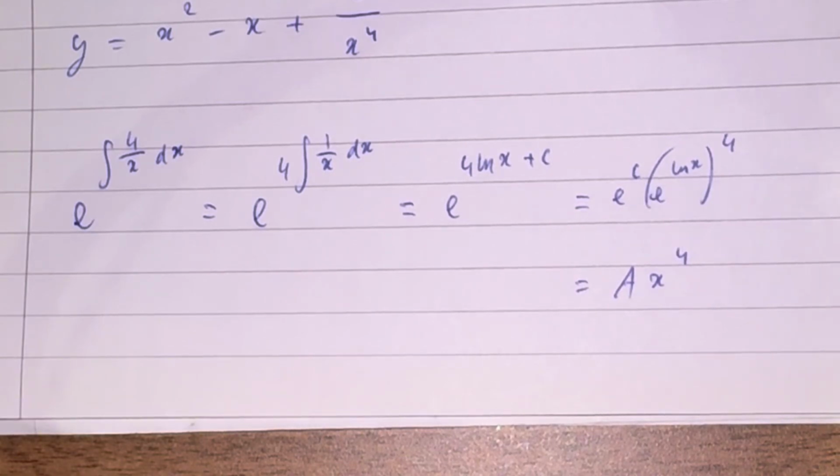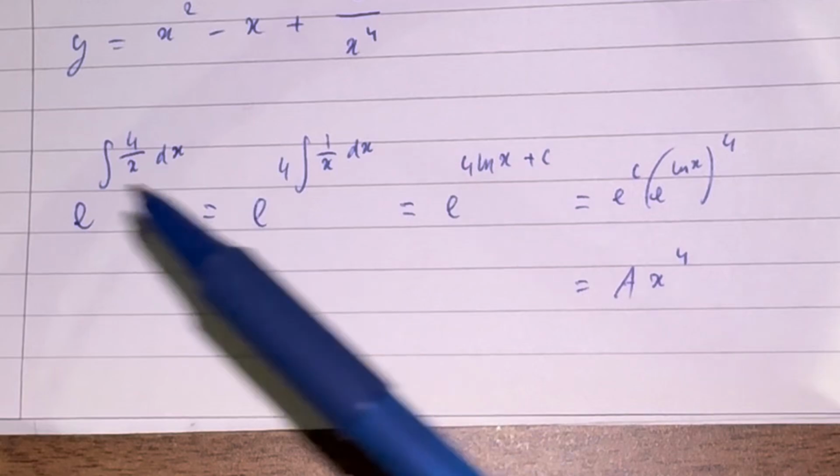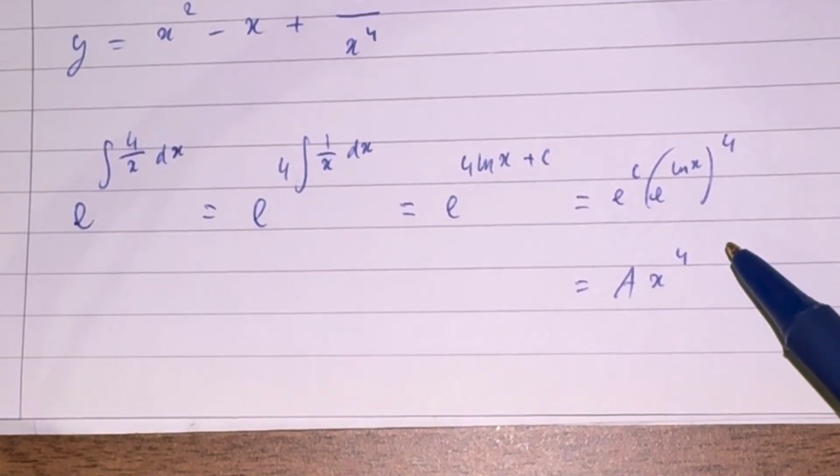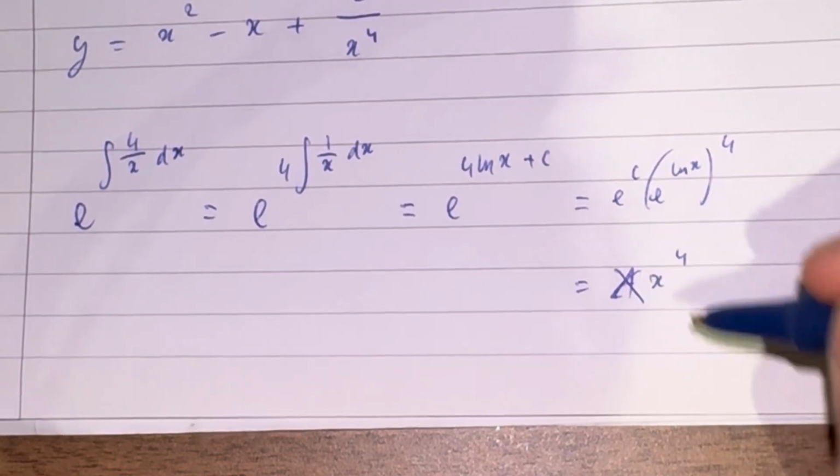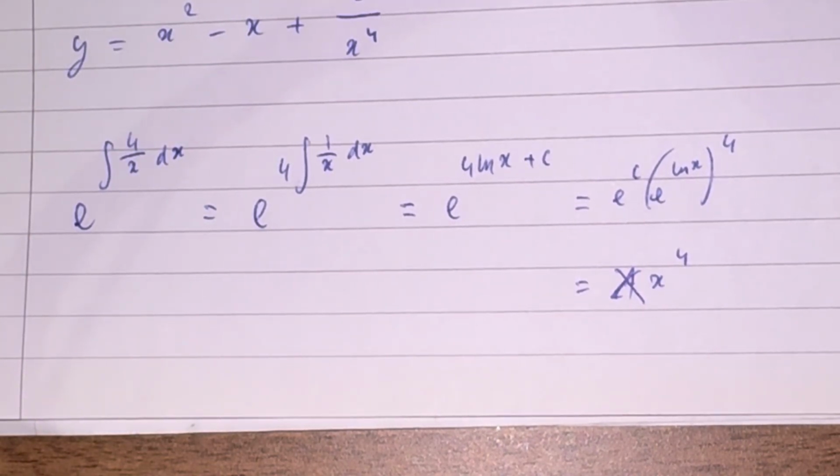E to the power of c is just another constant, so that you can call a. And then again, if you multiply your whole equation by ax to the power of 4, all the a terms can just cancel if you divide through by a. And that's why you don't actually have to include your constant of integration when you do the integrating factor.